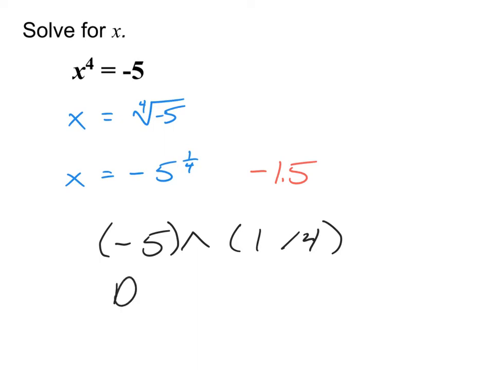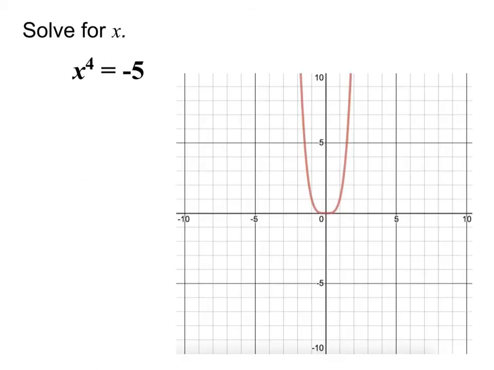I'm actually going to say the answer is DNE, which is short for does not exist, because there actually is no solution. And actually, let's go back to our graph to see why that is. Because if I take a look at my graph here, I'm looking to see where does my graph hit a y value of negative 5. It never does. And hence, we wouldn't expect a solution for that reason.